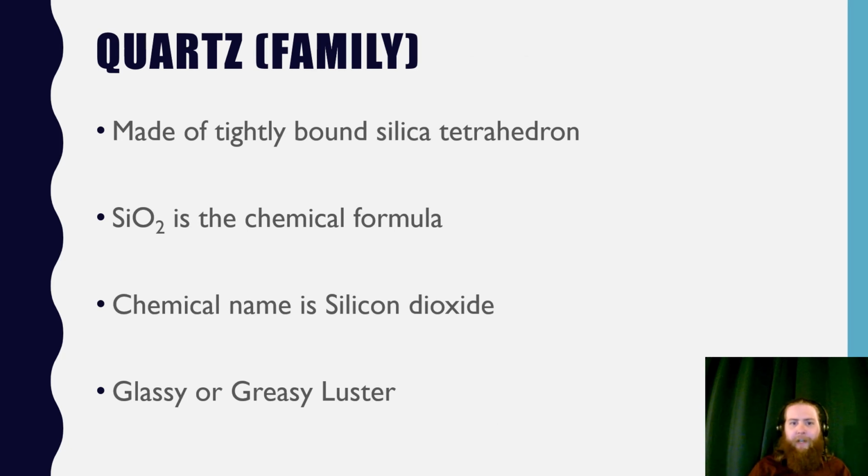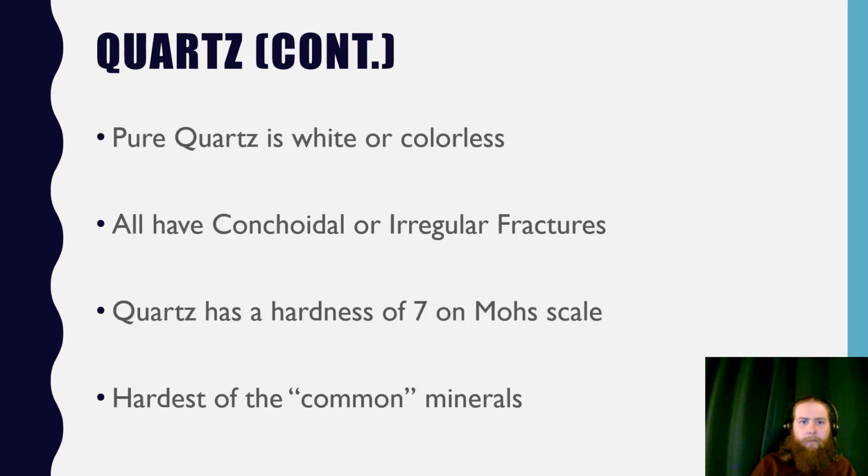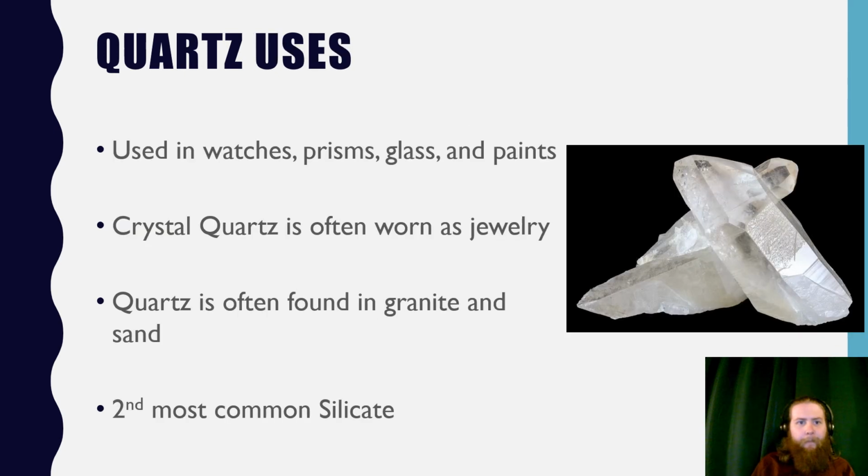Quartz is our first family in here. They're made of tightly bound silica tetrahedrons. The chemical formula for quartz is silicon dioxide, or SiO2. And these have glassy or greasy lusters. Pure quartz, that is just silicon dioxide, is going to be white or colorless. All of them are going to have conchoidal or irregular fractures, and most will have a hardness of around 7 on Mohs hardness scale. It is the hardest of our quote-unquote common minerals that you can come into contact with just about anywhere on the planet.